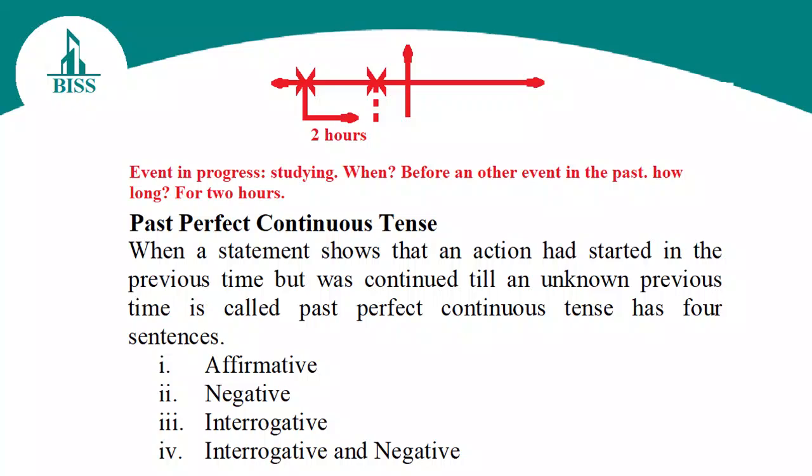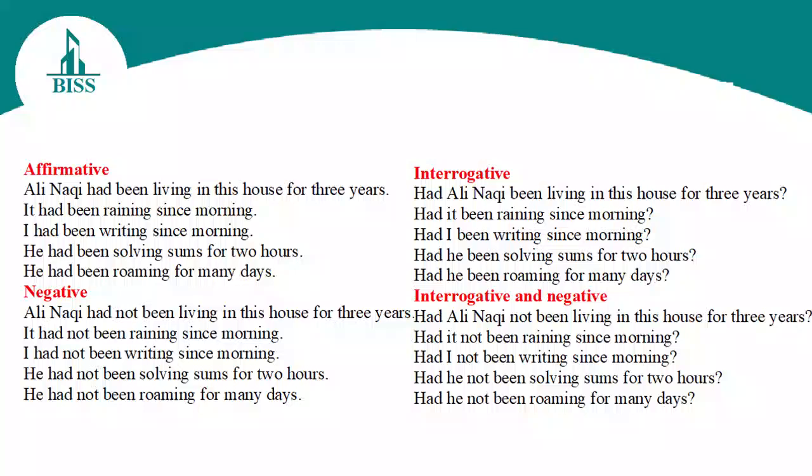When a statement shows that an action had started in the previous time but was continued till an unknown previous time is called past perfect continuous tense. Has 4 sentences. Affirmative. Ali Naki had been living in this house for 3 years. It had been raining since morning. I had been writing since morning. He had been solving sums for 2 hours. He had been roaming for many days.